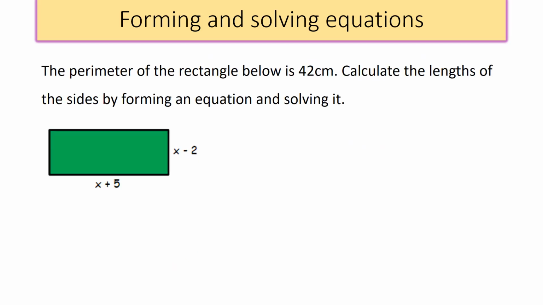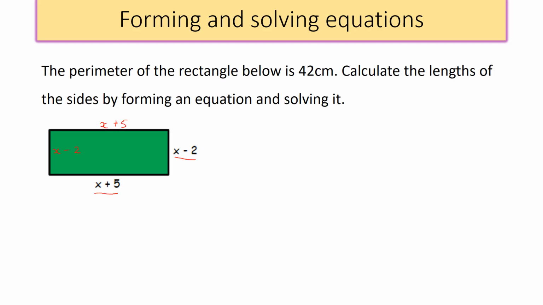Another example involves a shape. We have a rectangle, and we know that the perimeter of this rectangle is 42 centimeters. Just as a reminder, the perimeter is the distance around the shape. So we normally calculate the perimeter by adding all the lengths. Now calculate the lengths of the sides by forming an equation and solving it. Now remember, we have only 2 sides labeled, but obviously this side is also X plus 5, and this side is also X take away 2.